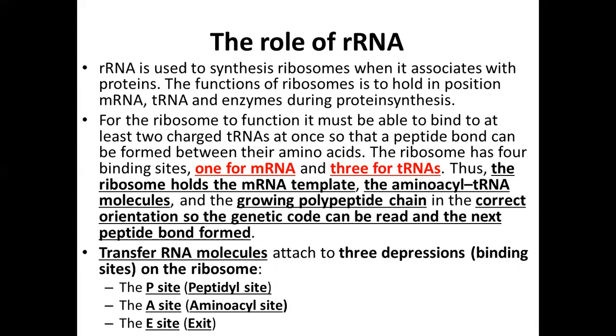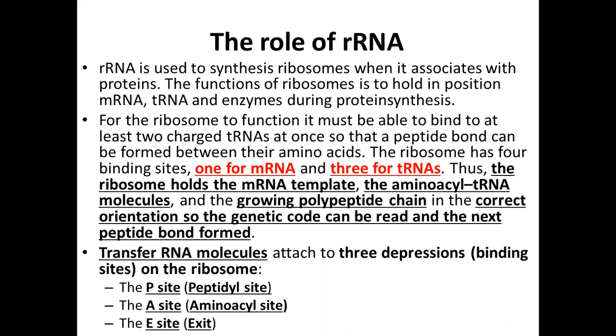So this implies that the ribosome will hold the messenger RNA template. It will also hold the amino acid transfer RNA molecules and the growing polypeptide chain in the correct orientation so that the genetic code can be read and also the next peptide bond is formed. The transfer RNA molecules attach to 3 binding sites or 3 depressions that are found on ribosomes. So we have the peptidyl site or the P site.